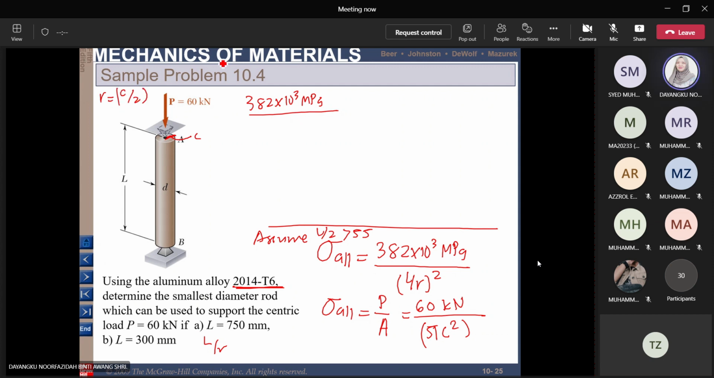So we can put the value of our C, L, which is 750 millimeter, divided by C over 2 square. And this is equal to 60 kilonewton times pi C square. Okay, so that will be our calculation. And then we need to check what is the value of our C. So you can calculate the value of our C from this equation here. Let's try to calculate the value of C.